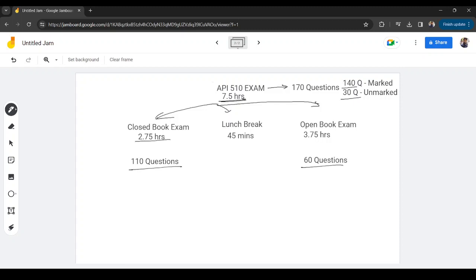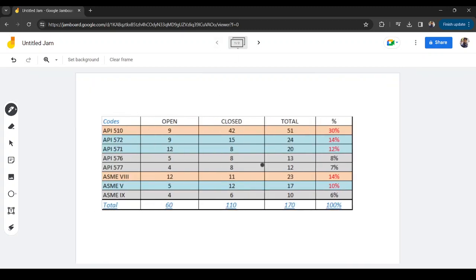But if you pass both of these, if in both of these you get 70% marks, then you will generally pass the examination. The certification is going to be valid for 3 years. After 3 years, you'll just renew your certificate. Okay. Now, let's see the exam format. In this case, the inspector needs to know multiple codes.